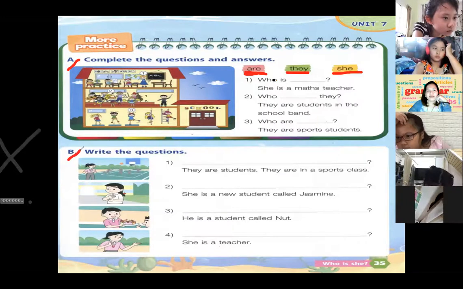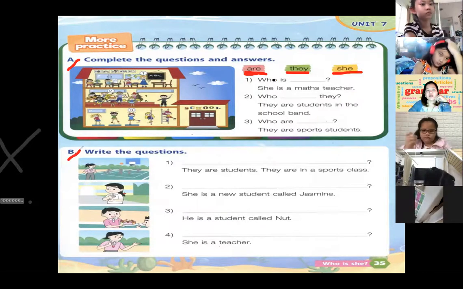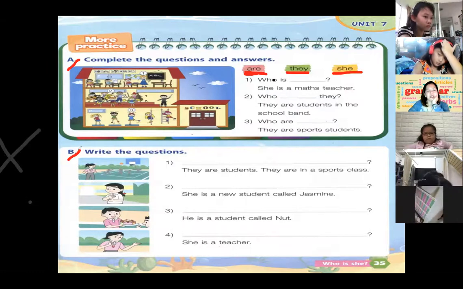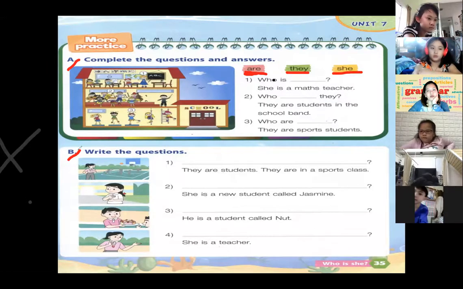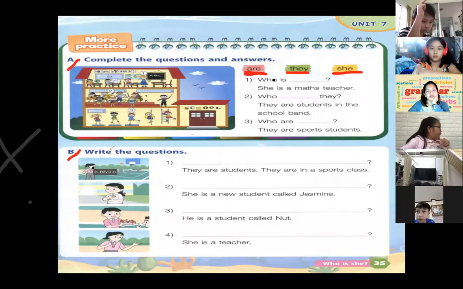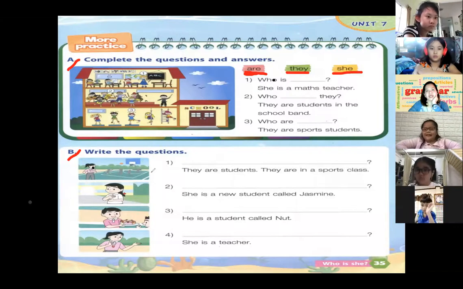Letter B. Okay, teacher, someone is writing on my PowerPoint. No points for this student. Okay, I will deduct points from any student who writes on the PowerPoint.